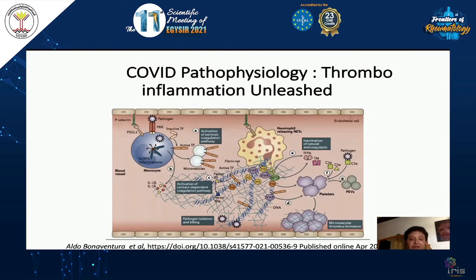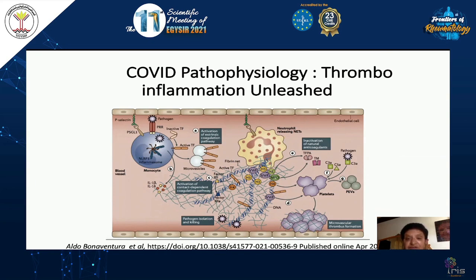And lastly, COVID. The COVID pathophysiology can be linked to immunity or immunothrombosis. It is a thromboinflammation unleashed because the pathogen will cause inflammasome production. It can cause activation of the extrinsic coagulation pathway. It can cause activation of contact-dependent coagulation pathway. Pathogen isolation and killing is tried.